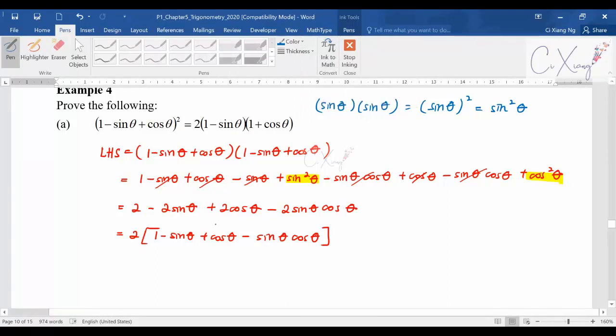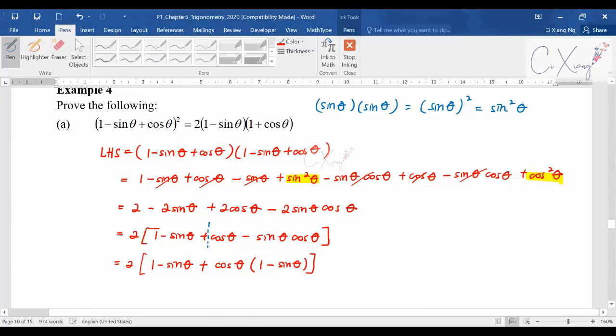So maybe I will separate it into this part now. The first two terms are 1 minus sine theta. The third and the fourth terms will be cos theta minus sine theta cos theta. In the first two terms, there's nothing that you can factorize out, so you just copy. And plus, for the third and the fourth terms, you will see that there's a common term, which is cos theta and cos theta. So I'll make it as cos theta, then minus 1 minus sine theta after you take out the cos.